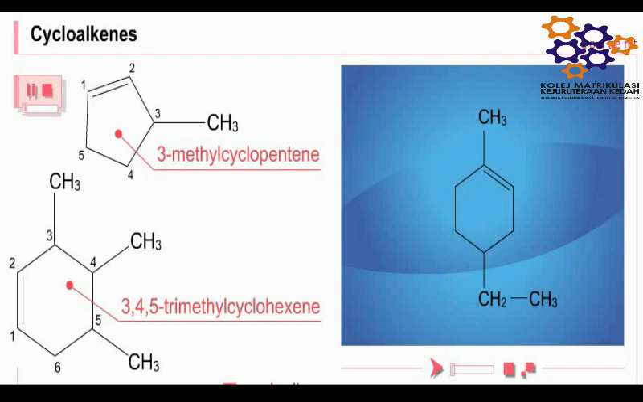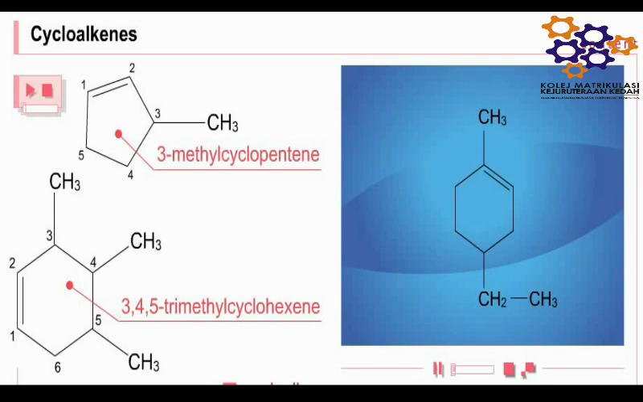The names of cycloalkenes are similarly derived from the names of cycloalkanes by substituting the suffix -ene for -ane. The numbering of the atoms starts at the carbon atom of a double bond and continues in the direction that gives the first substituent the smallest number.